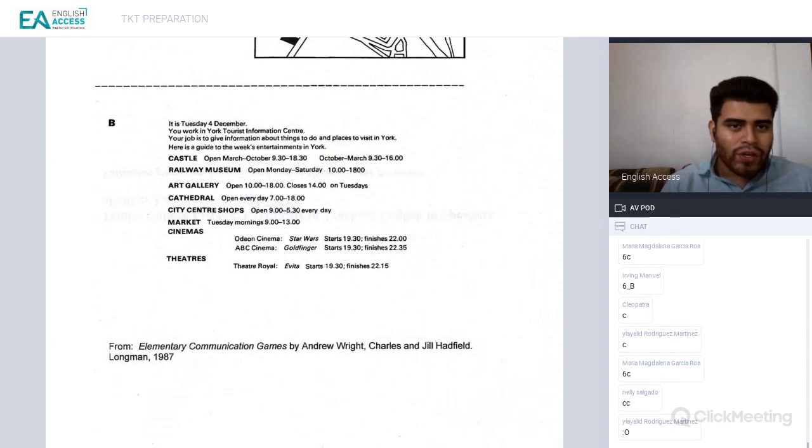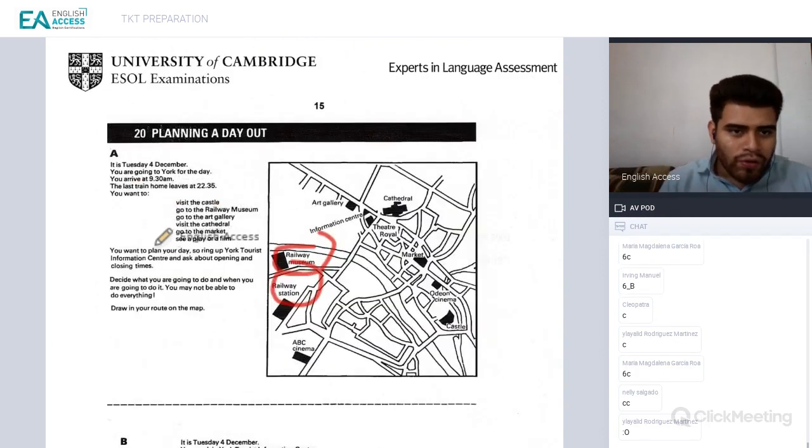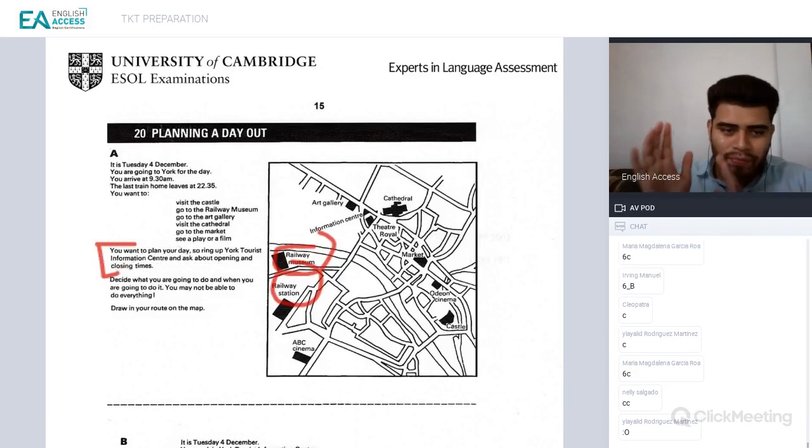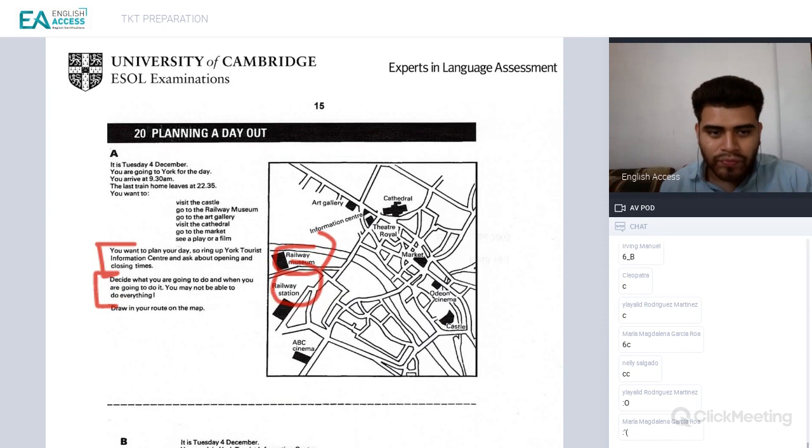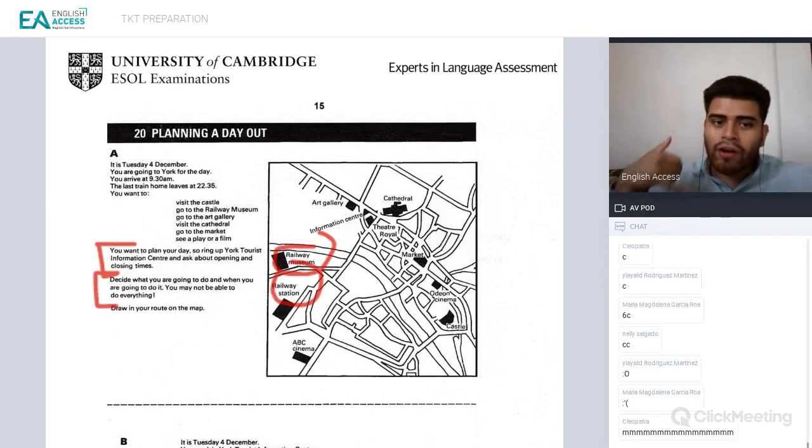Remember, you want to plan your day. So first, you plan your day. You decide what you are going to do. You do that on your own. And then you can call the Tourist Information Center to confirm.